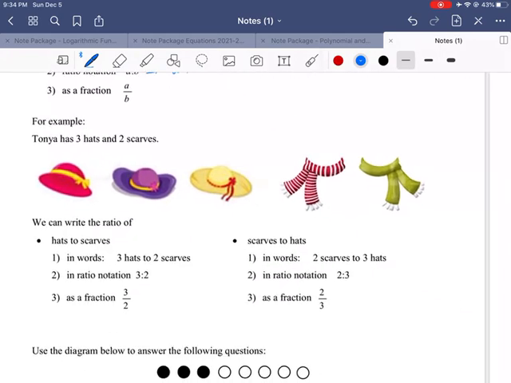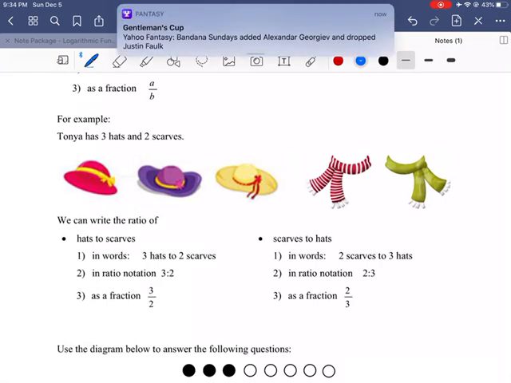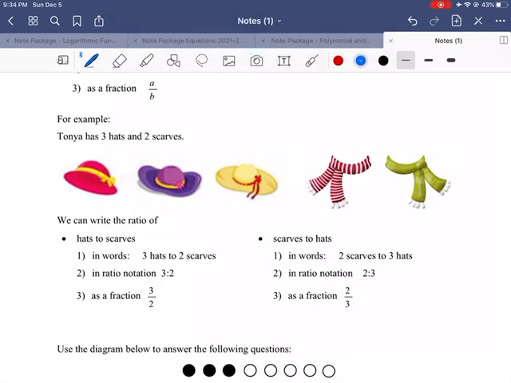So here's an example. Tanya's got 3 hats and 2 scarves. So we can write the ratio of hats to scarves in words. And that's going to be 3 hats to 2 scarves. In ratio notation, 3 to 2. And as a fraction, 3 over 2.